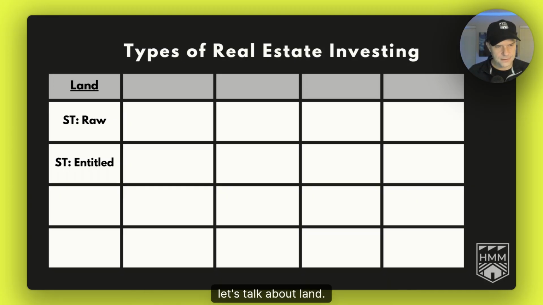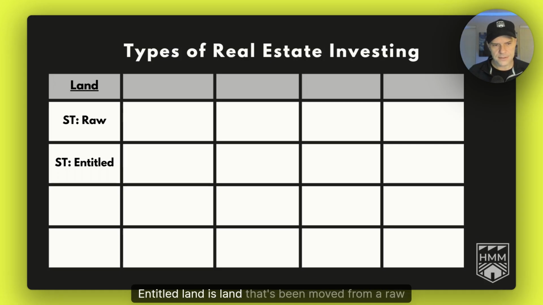First of all, let's talk about land. Land can be raw or entitled. Both of these are short-term in nature because they're underperforming from an economic standpoint. They're not producing income at this time. So these are only going to be short-term projects until they're developed. Raw land is just like it sounds. It's in its state of nature. Hardly anything has been done to it, and it's not quite ready for building on it.